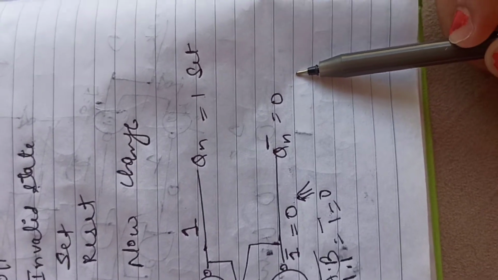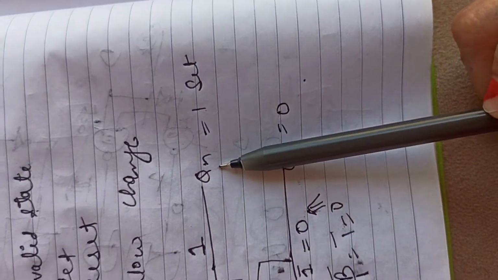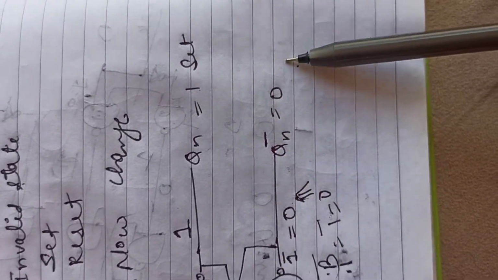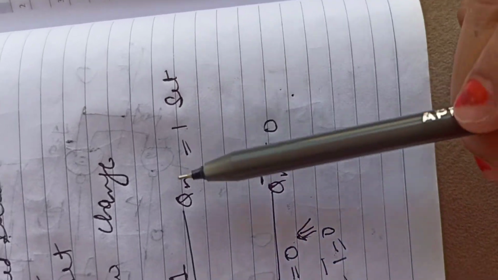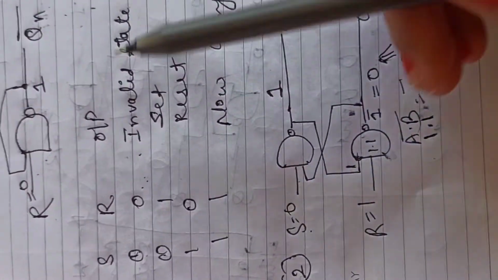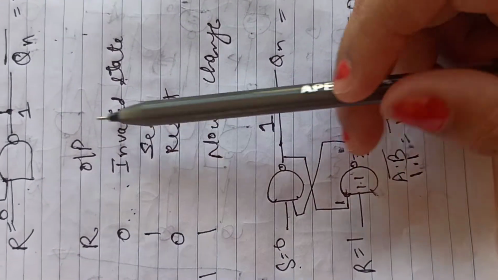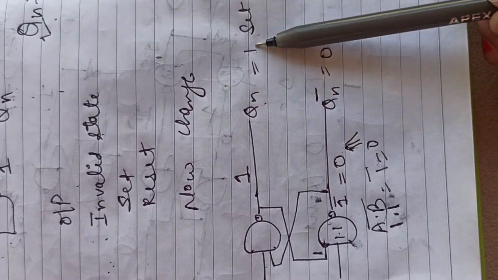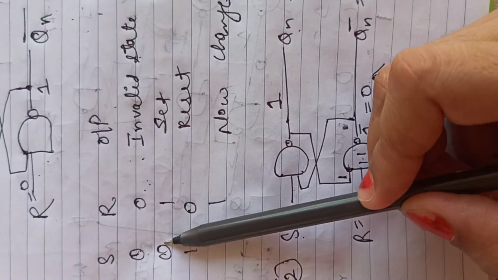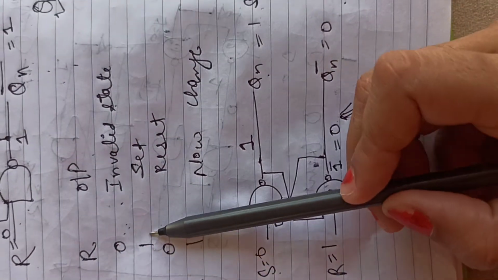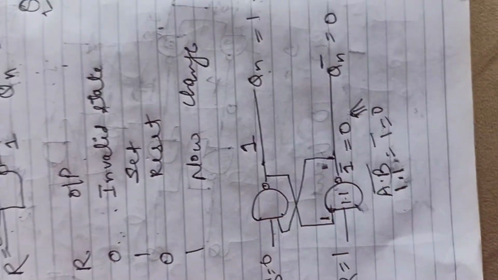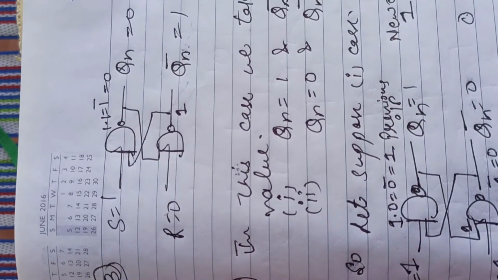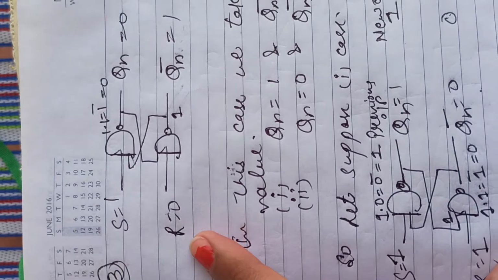How can we say that this is the valid state? This is one variable and this is its complement. If Qn equals 1, Qn bar should be 0. So we can say that this is the set state. We always write here the state of the output, based on Qn. Qn is 1 means set. So when S equals 0 and R equals 1, the output is set. Next, we will move forward to the third condition, where S equals 1 and R equals 0.